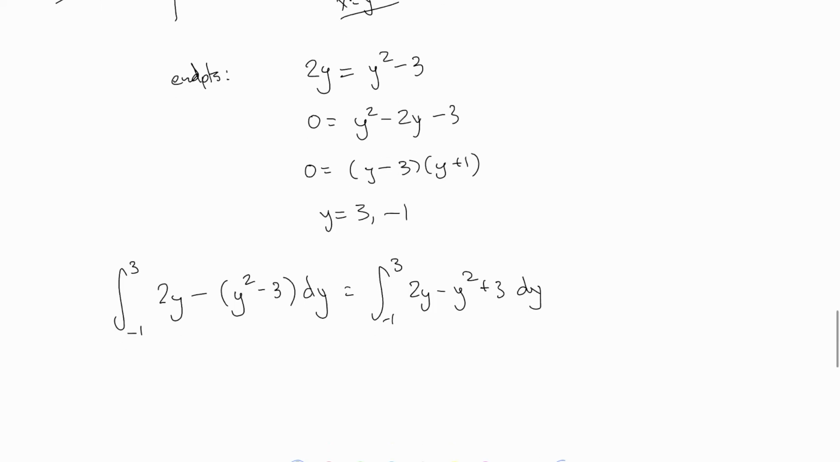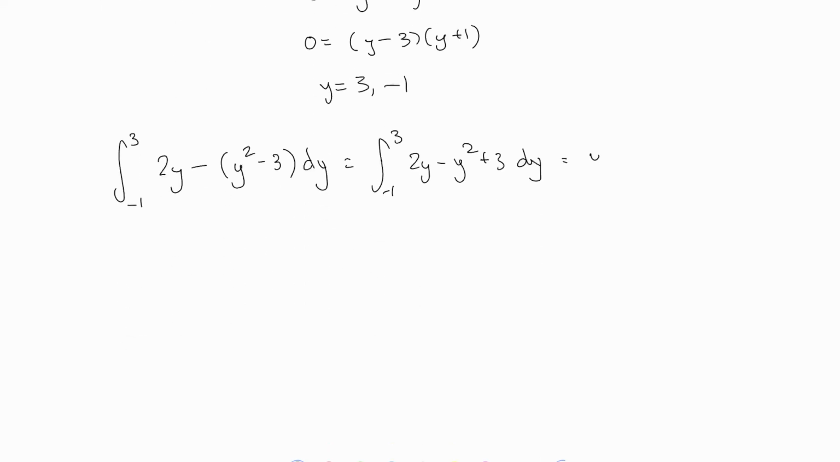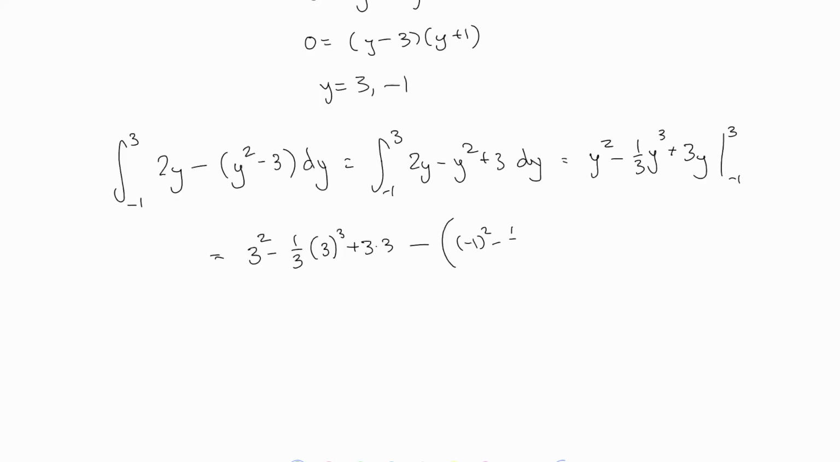All right, do the antiderivatives. This is just going to be y squared minus 1/3 y cubed plus 3y, and plugging in minus 1 up to 3. I'm feeling good so far. And so we just plug in the 3 and then subtract and plug in the negative 1. So I guess this will be my answer: 3 squared minus 1/3 times 3 cubed plus 3 times 3, minus, and now plug in negative 1: negative 1 squared minus 1/3 times negative 1 cubed plus 3 times negative 1. There you go.